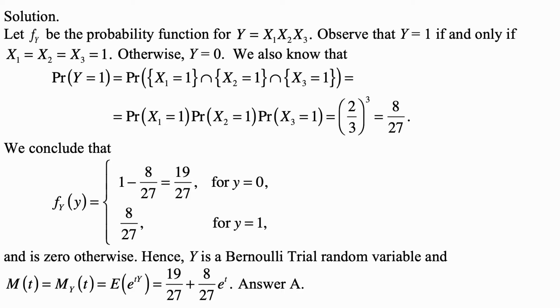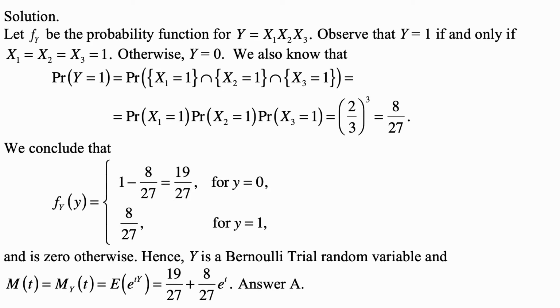And of course y is therefore a Bernoulli trial random variable with probability of success of 8/27, probability of failure of 19/27, and the moment generating function of it has to be 19/27 times e to the 0 times t, which is just 1, so 19/27 plus 8/27 times e to the 1 times t. 1 is the value that this corresponds to, and of course that's just e to the t. E to the 1 times t is e to the t.